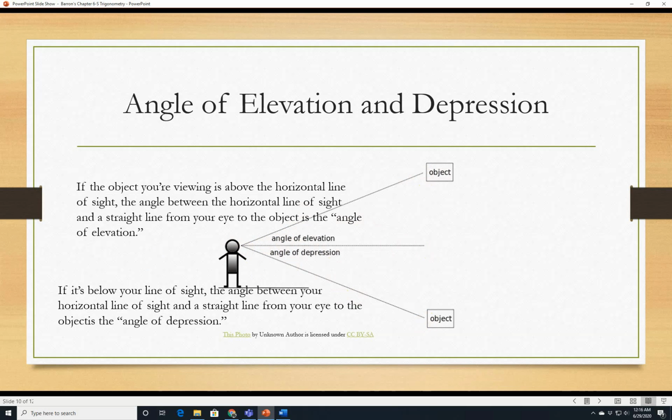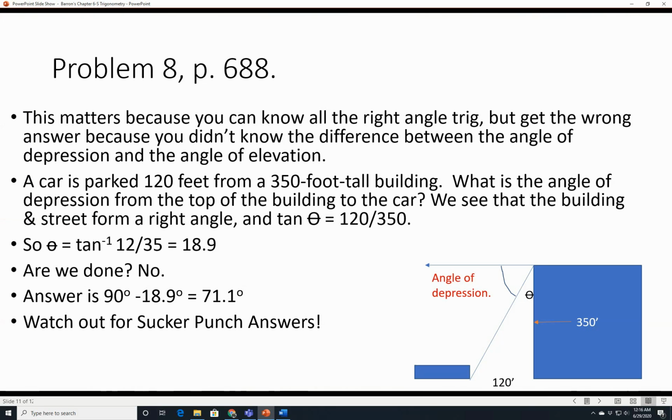Okay, it is important to know this because otherwise, if you get them mixed up, you will get an SAT problem wrong. It matters because you can know all the right angle trig, but you get the wrong answer because you didn't know the difference between the angle of depression and the angle of elevation.